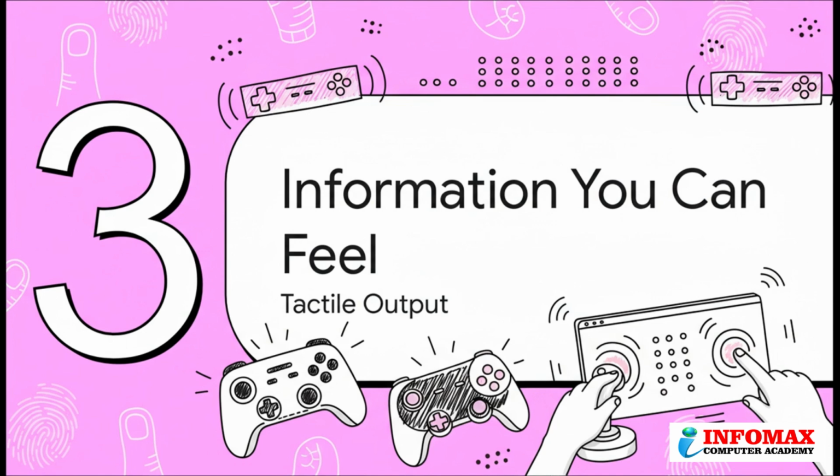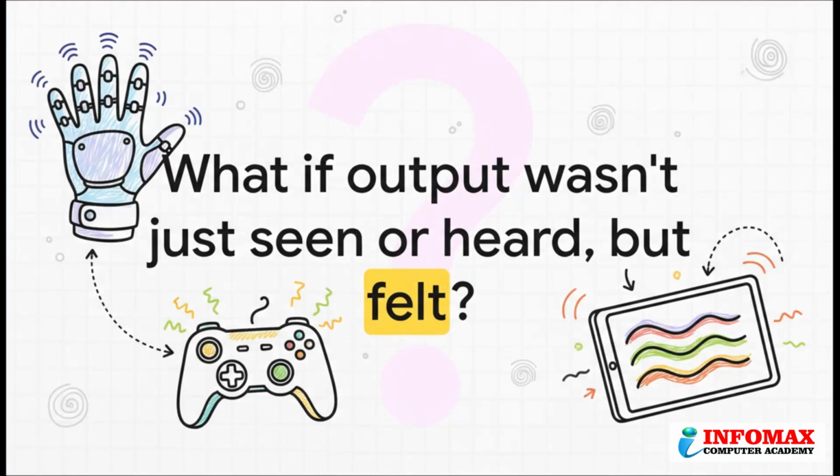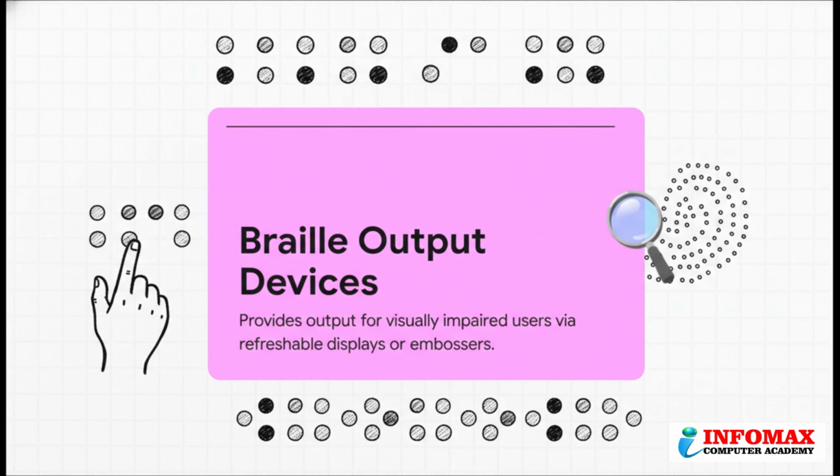Okay, so we've covered outputs for our eyes and our ears, and we've even talked about creating physical objects. But what if a computer could communicate through another sense entirely? Let's dive into the world of output that you can actually feel. This is where output devices get really, really interesting. This is where they move beyond our traditional senses of sight and hearing and actually start communicating with us through the sense of touch. And a perfect and honestly an amazing example is a Braille output device. These incredible pieces of hardware, like refreshable displays, can translate text from a screen into raised dots in real time. It's technology that makes the digital world accessible and readable for visually impaired users entirely through touch.